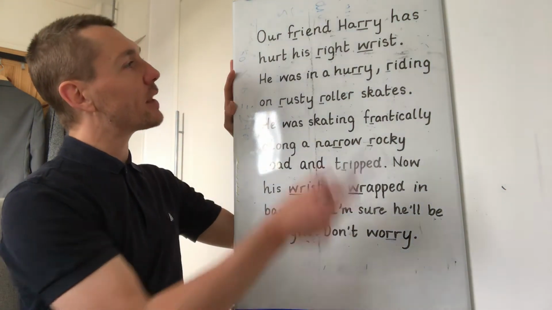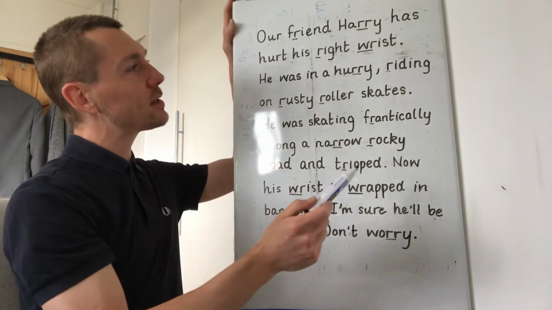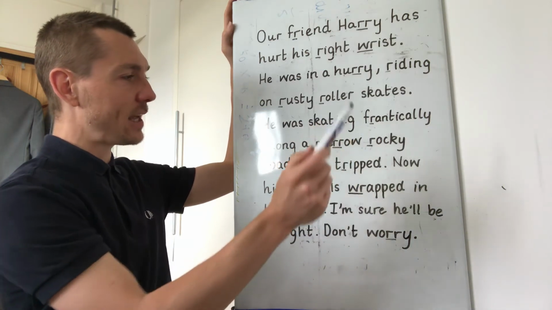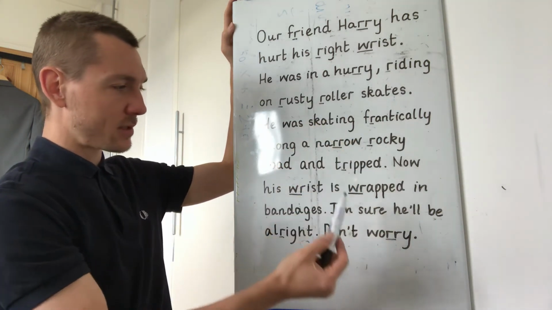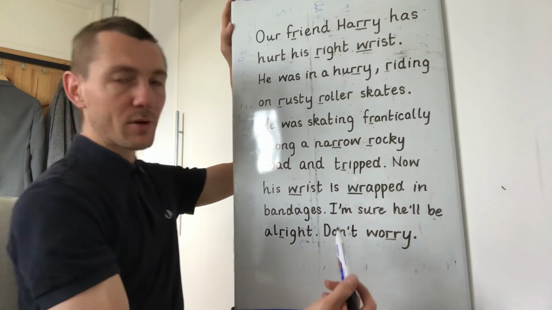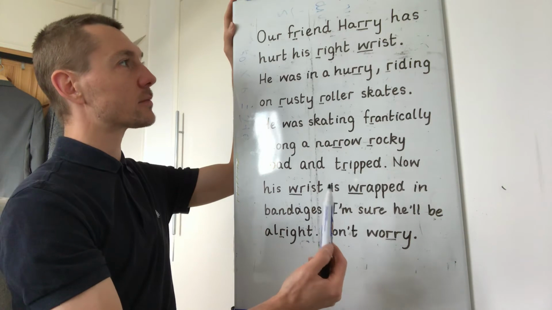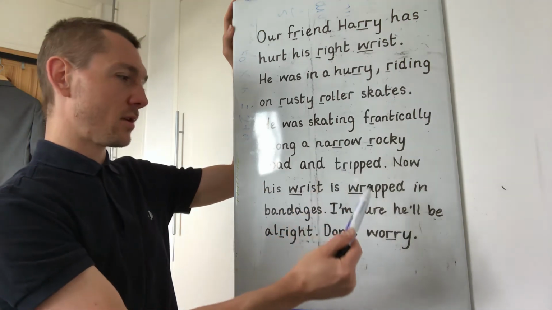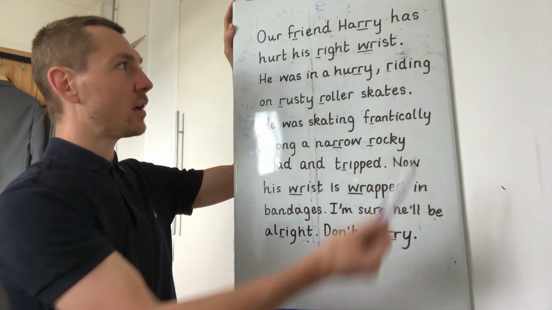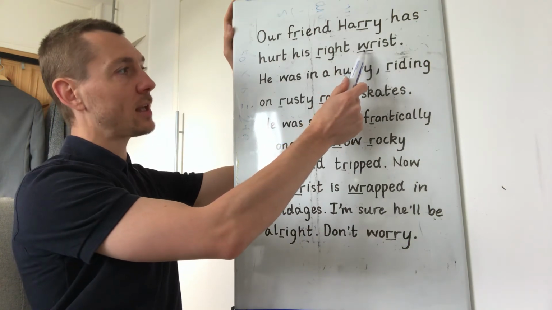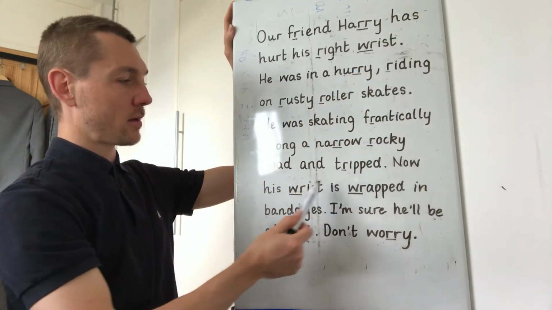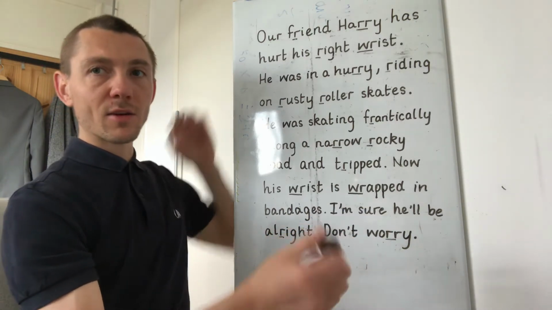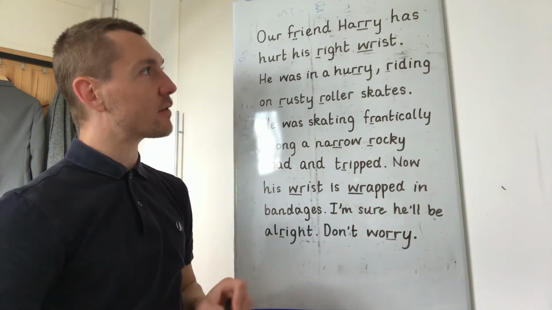We should have the R on its own spelling in friend and right and riding, rusty, roller, frantically, rocky, road, tripped, all right. It's the most common one in this piece of writing. We should have the double R spelling in Harry, hurry, narrow, and worry. We've got the WR spelling in wrist, and wrist again, and wrapped. Okay, so good work if you spotted all of those, and if you wrote all of those down too.